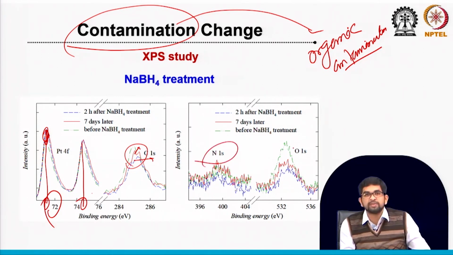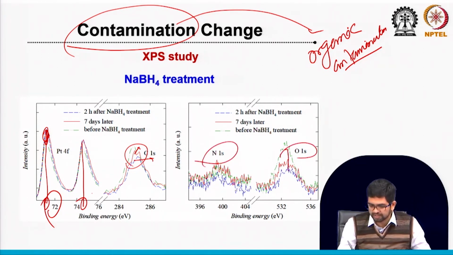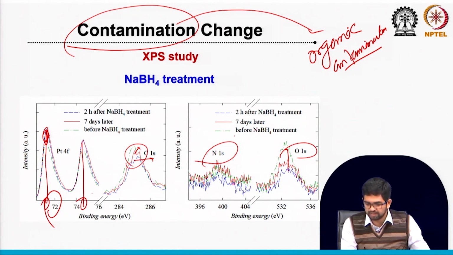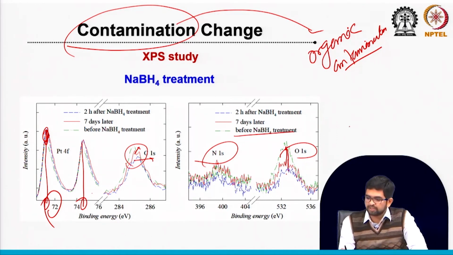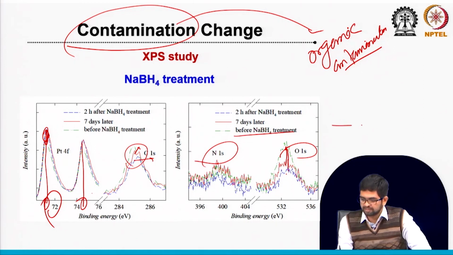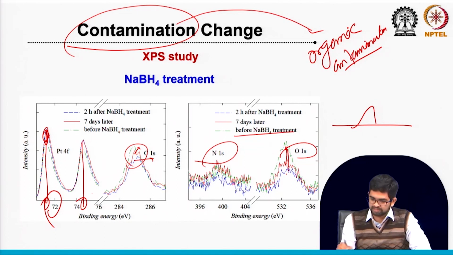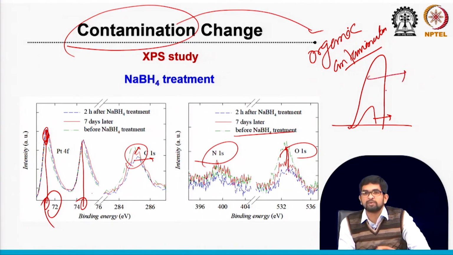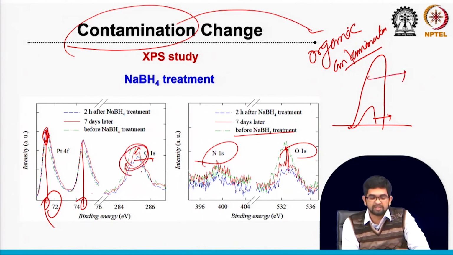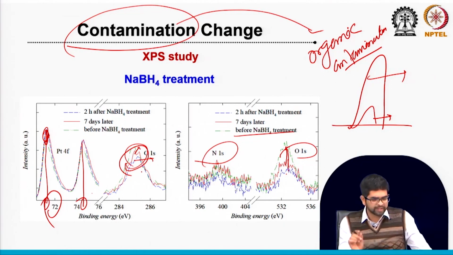If you see the nitrogen peak and oxygen peak, you can see a little bit of increase, just before the sodium borohydride treatment, then after the treatment, and then after 7 days. It means there may be some carbon-oxygen material there, but it is not a huge change. If there were too much contamination, for the carbon case, just after the treatment, then you could see maybe a huge change of the carbon peak, but it is not like this. So we can say it is not at that level.